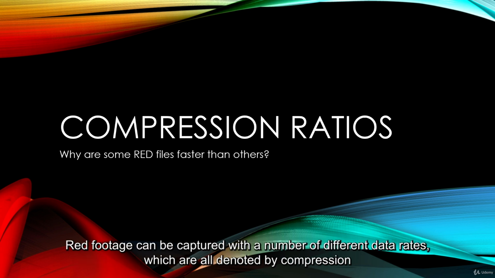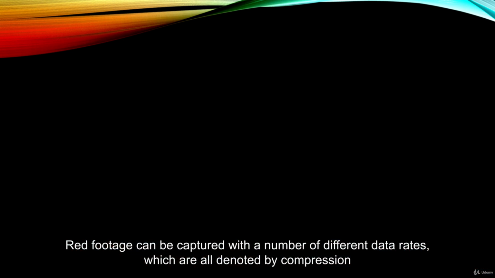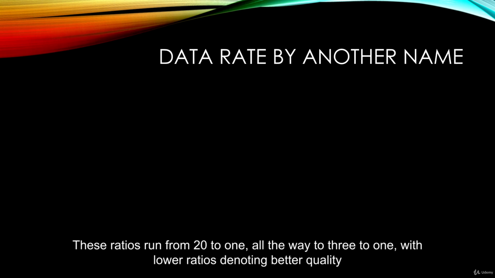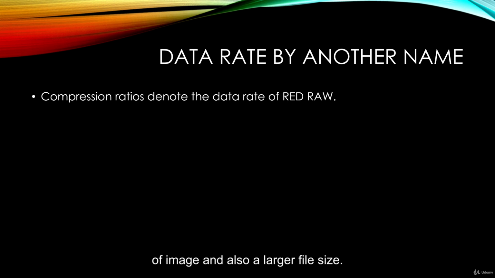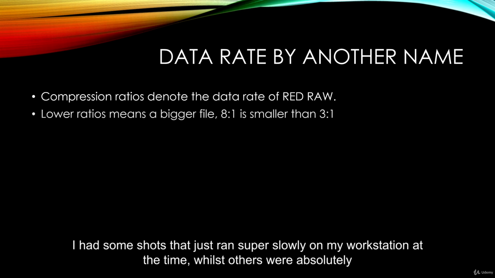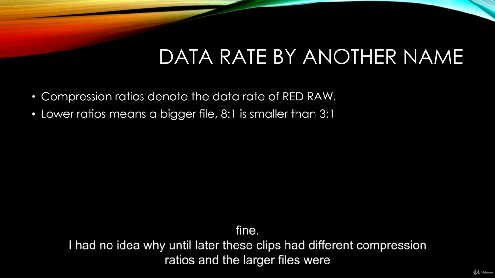Red footage can be captured with a number of different data rates, which are all denoted by compression ratios. These ratios run from 20:1 all the way to 3:1, with lower ratios denoting better quality of image and also a larger file size. Now, when I first worked with red, I had a problem. I had some shots that just ran super slowly on my workstation at the time, whilst others were absolutely fine. I had no idea why until later.